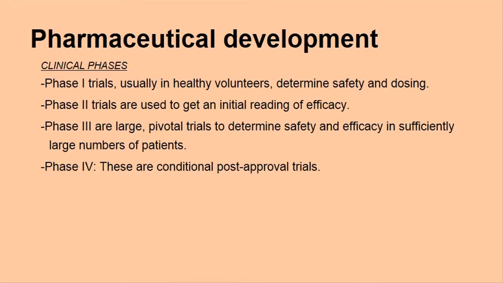Clinical phases. Phase I trials, usually in healthy volunteers, determine safety and dosing. Phase II trials are used to get an initial reading of efficacy. Phase III are large, pivotal trials to determine safety and efficacy in sufficiently large numbers of patients. Phase IV, these are conditional post-approval trials.